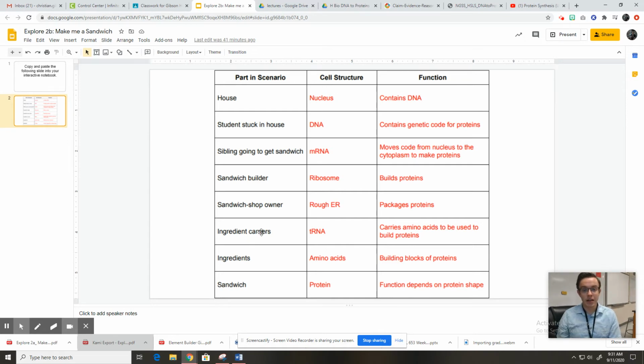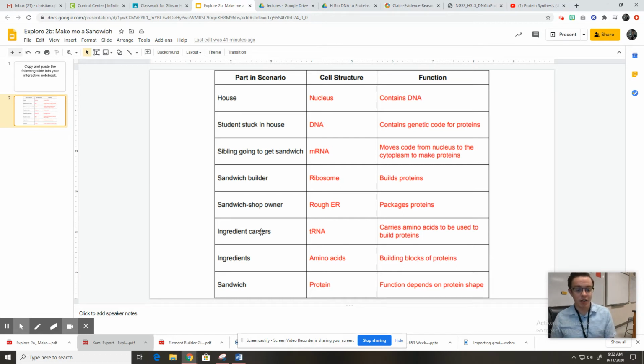How does the ribosome get the different ingredients it needs to make the proteins? Well, there are these other types of RNA floating around inside of your cell, inside of the cytoplasm. One of them is called tRNA, and the T stands for transfer. So it's transfer RNA. And its job is to take all the ingredients to make the proteins that the ribosome needs and bring it to the ribosome.